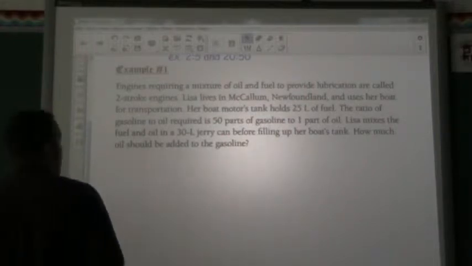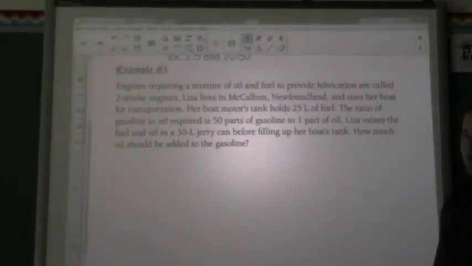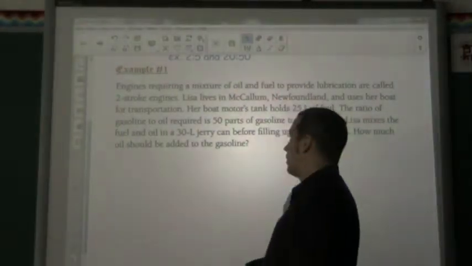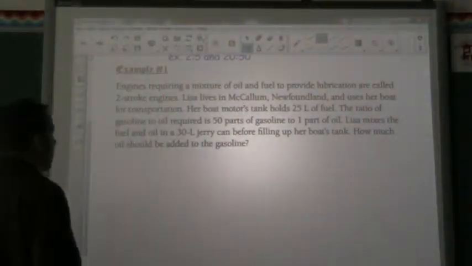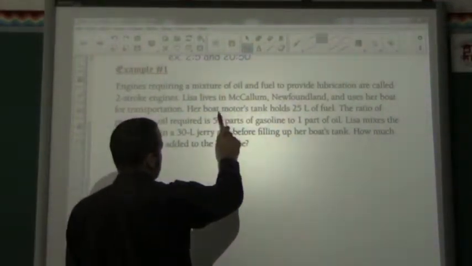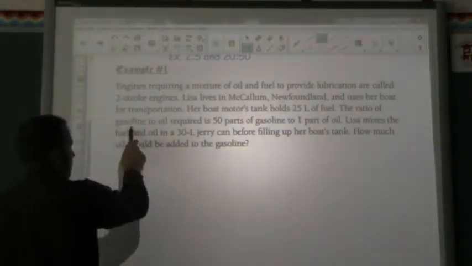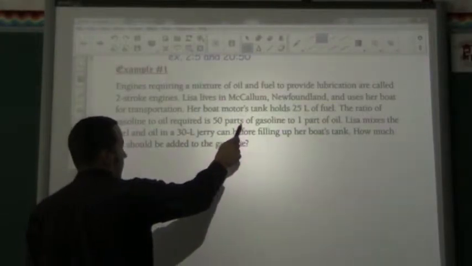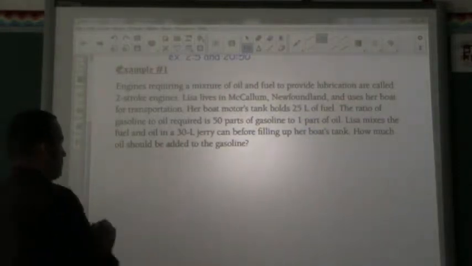The first one I have is that of mixing fuel and oil. Lots of engines require an oil and gas mixture to run. So you have to be able to figure out how to mix them up properly. It says that her boat, with a two-stroke engine, has a motor boat that'll hold 25 liters of fuel. The ratio of gasoline to oil is 50 parts of gasoline to 1 part of oil. And so that's what you're given.